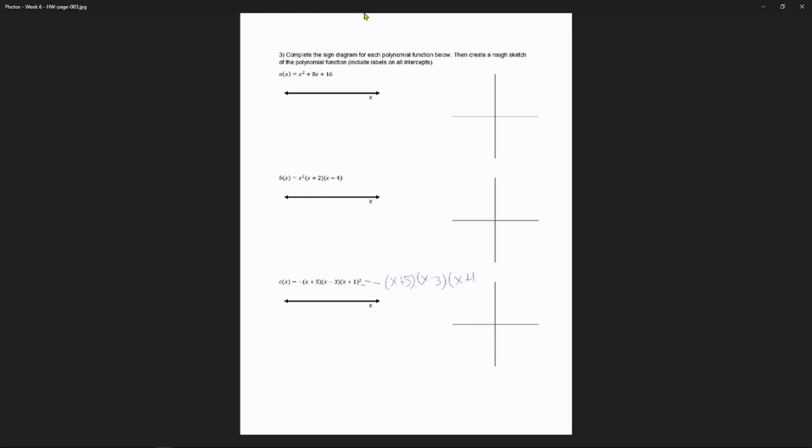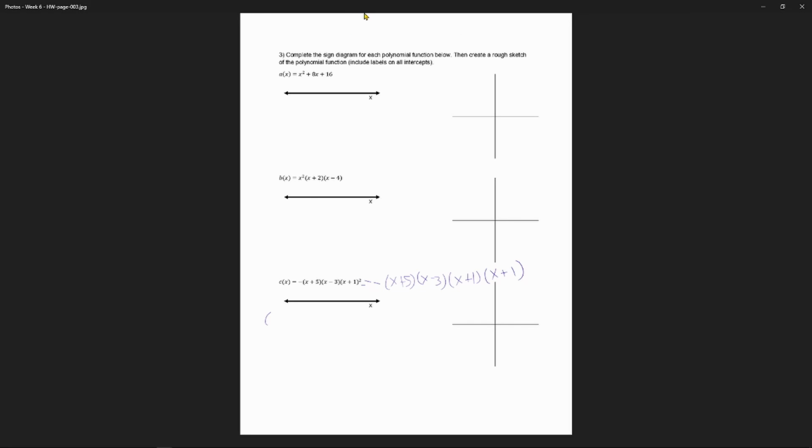I'm going to write x plus 1 twice, just to know that this function here is getting multiplied twice. Okay, so we can start out by first finding out what the y value will be if we plug in 0 into all of this.